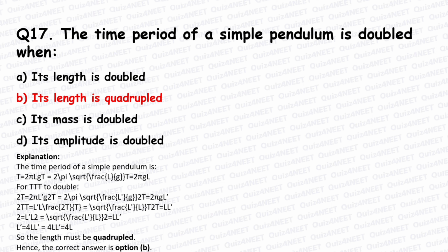LD equals 4L, so the length must be quadrupled. Hence, the correct answer is option B.